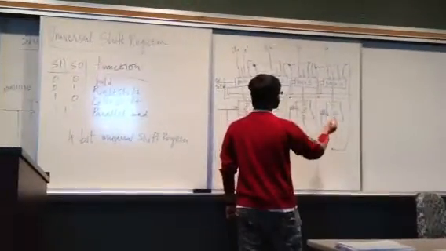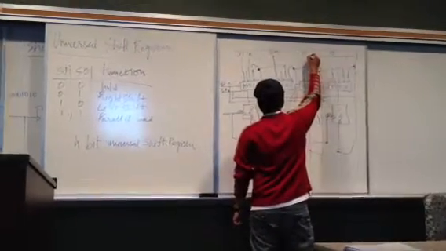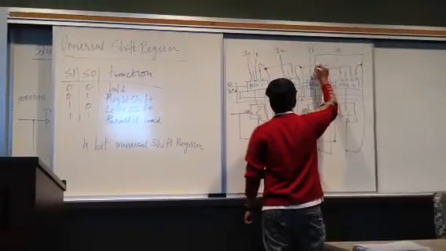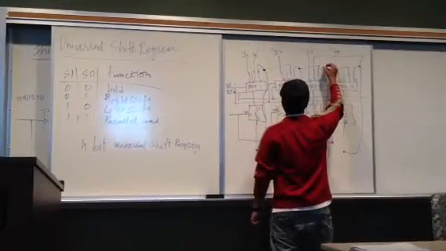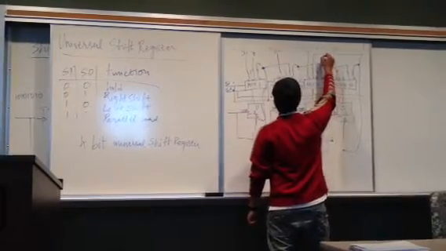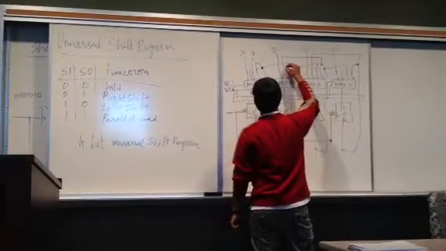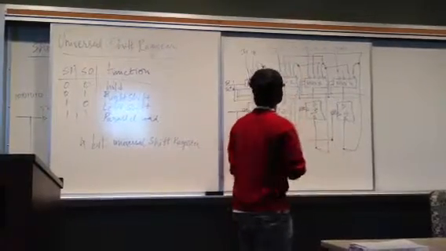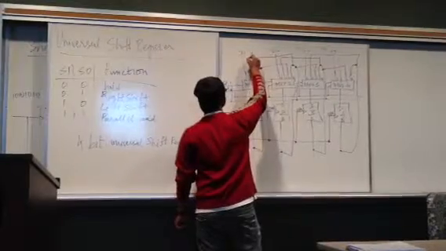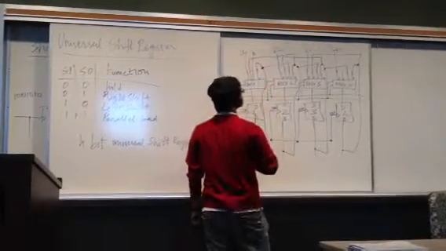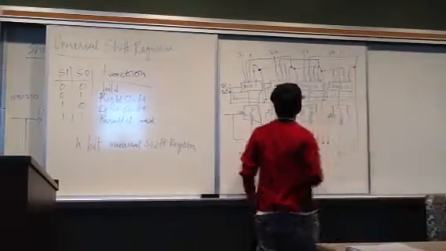So the output of this flip-flop should be the input of this flip-flop. The output of this flip-flop should be the input of this flip-flop. And I'm providing an input of a bit 0 over here.